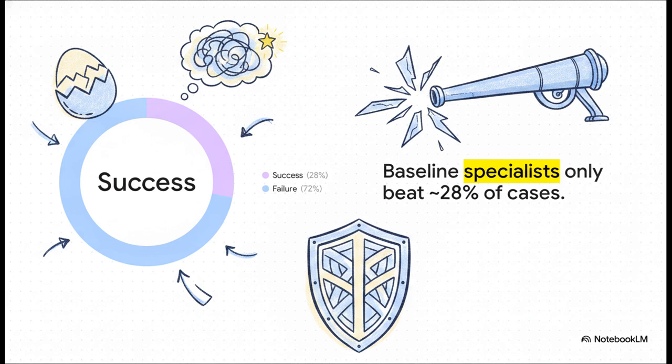They're completely overfitted. You aren't building a robust AI agent at that point, you're essentially building a glass cannon. It looks impressive, but it shatters the second it hits something unexpected.